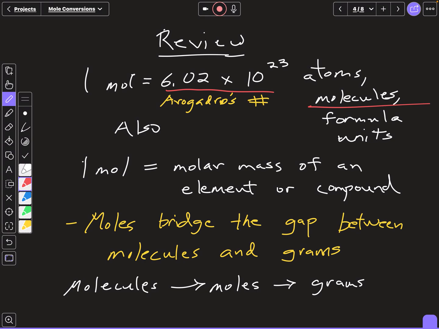1 mole can also be defined as the molar mass of an element or compound. Moles bridge the gap between molecules and grams. A lot of textbooks will have you converting moles to atoms using this big number right here. However, since we don't really deal in molecules in chemistry because they're on the microscopic level, that's really unnecessary. So what moles really do is bridge the gap between the microscopic, what we can't see, and the macroscopic, which we can.